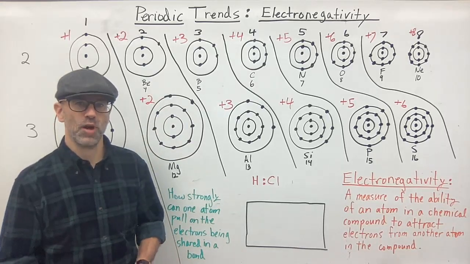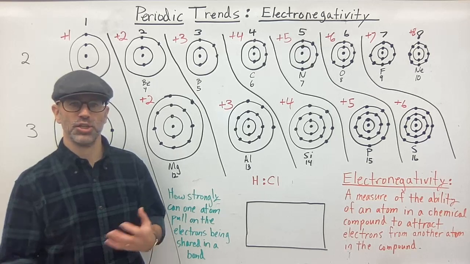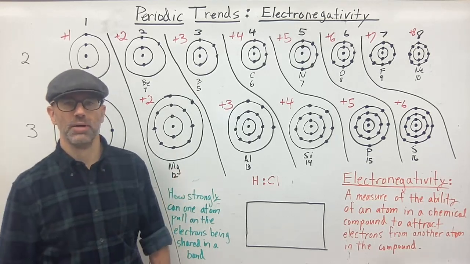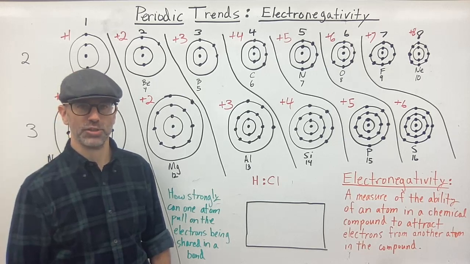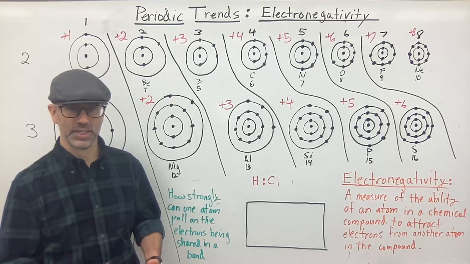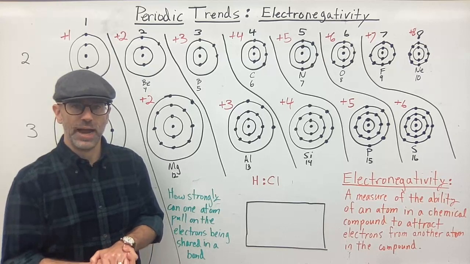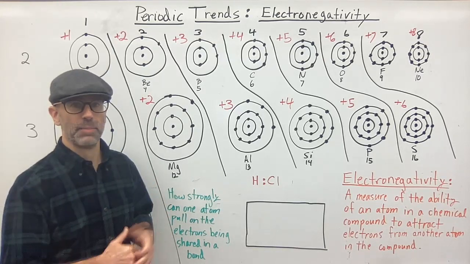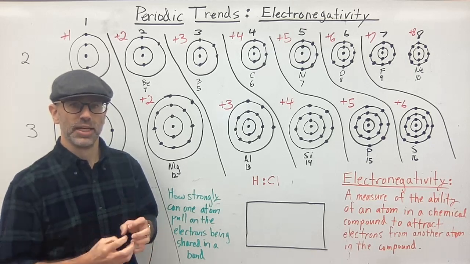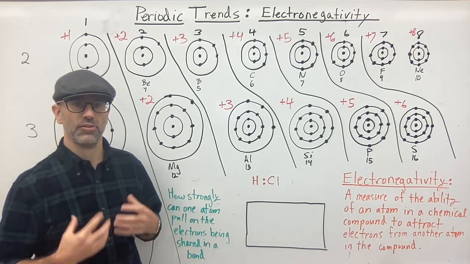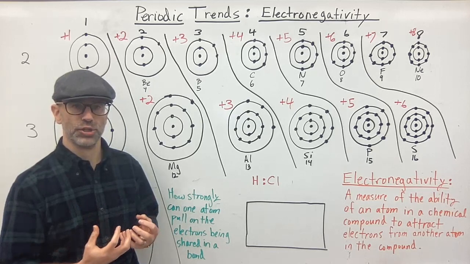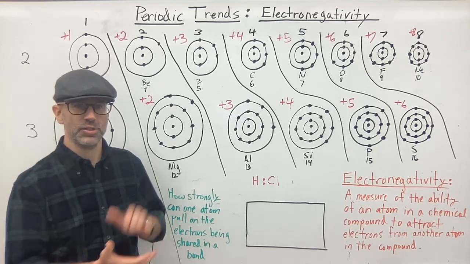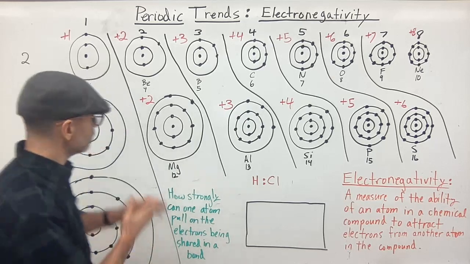My name is Mr. Kovalt, and in this video I'm going to continue on with the periodic trends, and so we're going to be talking about the periodic trend of electronegativity. So let's get into this. As I've been saying in my previous videos, the key to understanding the trends is to see what's going on with the nuclear charge and what's going on with the size of the atom. So let's go look into this.